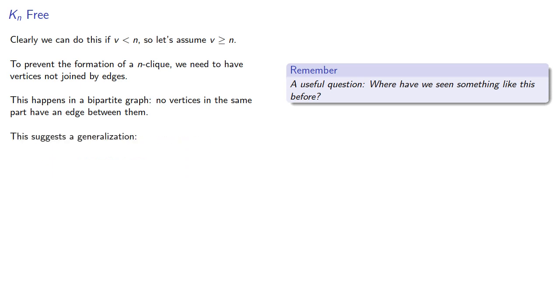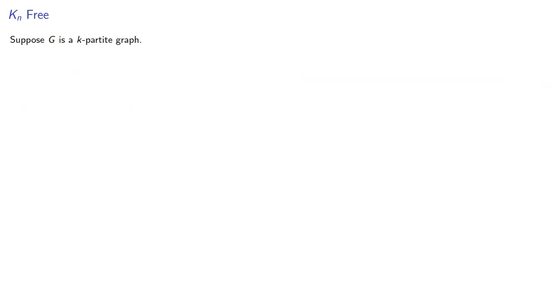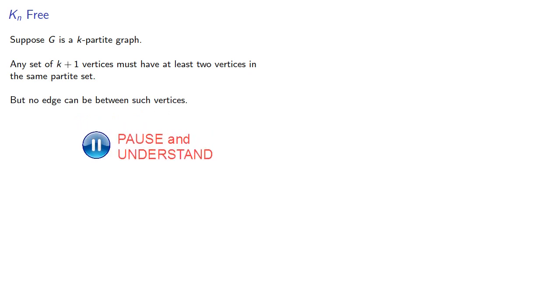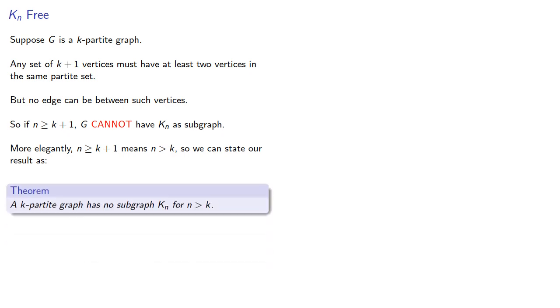And this suggests a generalization. G is a k-partite graph when its vertices can be partitioned into k partite sets where no edge joins vertices in the same partite set. So now suppose G is a k-partite graph. Any set of k plus 1 vertices must have two vertices in the same partite set. But no edge can be between such vertices. So if n is greater than or equal to k plus 1, G cannot have Kn as a subgraph. More elegantly, n greater than or equal to k plus 1 means n strictly greater than k, so we can state our result as: a k-partite graph has no subgraph Kn for n greater than k.